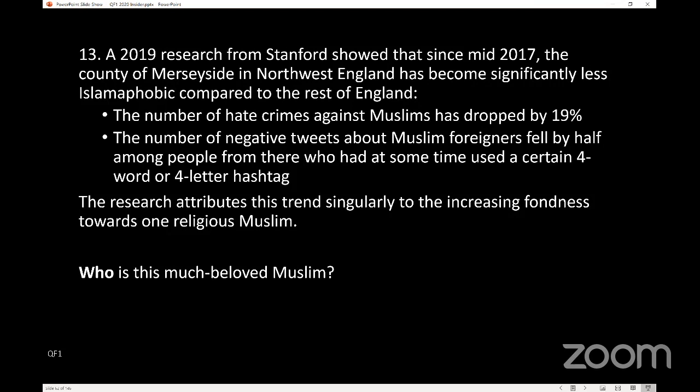The number of negative tweets about Muslim foreigners fell by half among people from Merseyside who had at some time used a certain four-letter or four-word hashtag on Twitter. So the research attributes this trend singularly to the increasing fondness towards one religious Muslim among the people of Merseyside. So who is this much beloved Muslim? Muslim foreigner, if it helps.